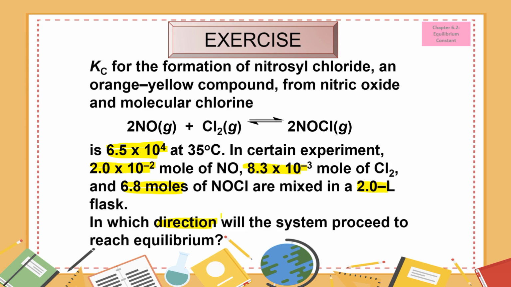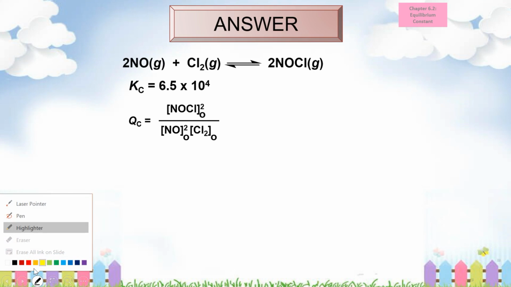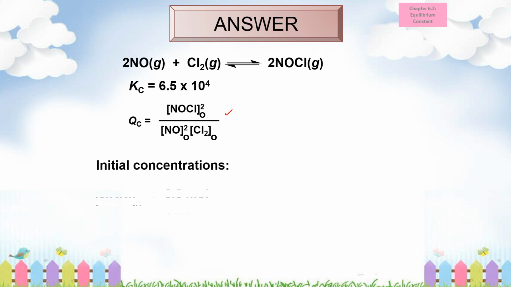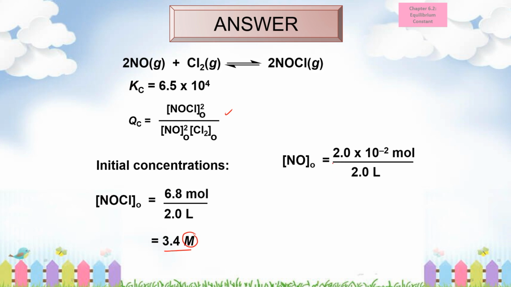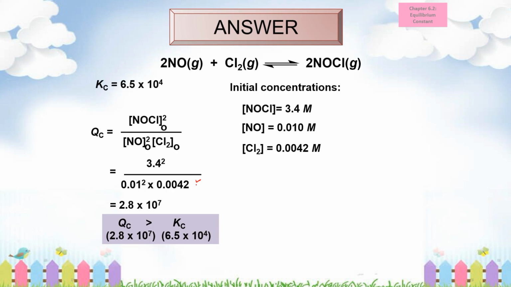We have to calculate the initial concentrations for both the reactants and the product. This is the sample calculation. We can write the Qc expression. The initial concentrations are not given, so we have to calculate them. For the concentration of NOCl, you will get 3.4. Don't forget to write the unit, molar. For NO, you get 0.01 molar. For Cl2, we get 0.004 molar. Next step, substitute into the Qc expression, and you get the value of Qc is 2.8 times 10 to the power of negative 7.